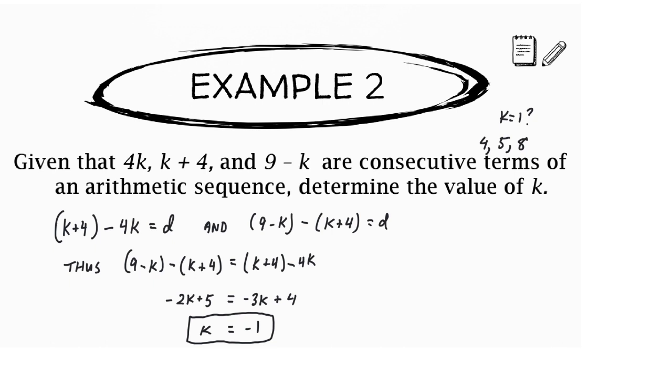Of course, we should check that our answer is correct. If the value is indeed k equals -1, then when I substitute k back into the original, 4 times -1 is -4. -1 plus 4 for the next term would be +3, and 9 minus -1 would be 10. These three we can check to see if they are indeed consecutive terms of an arithmetic sequence. I can see that they are because they each increase by 7. That is to say, the common difference in this particular sequence is +7.